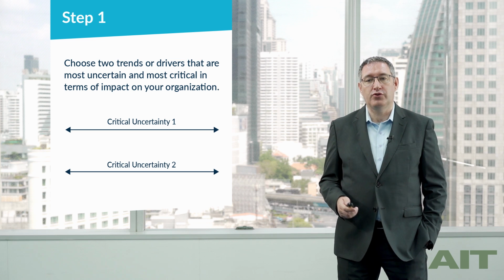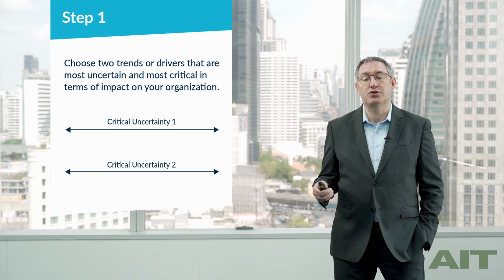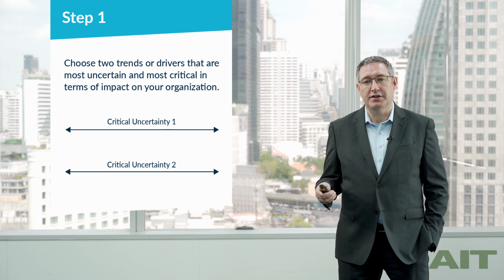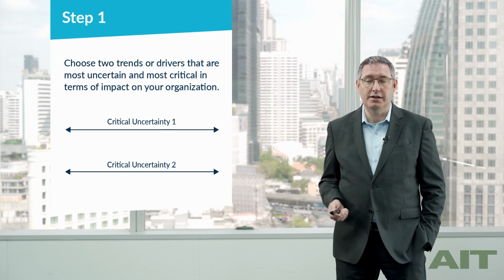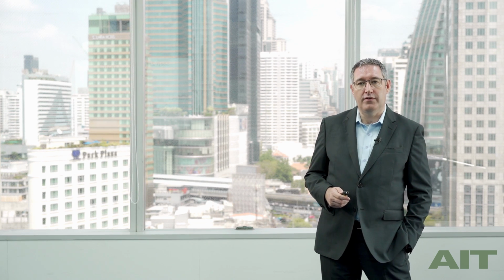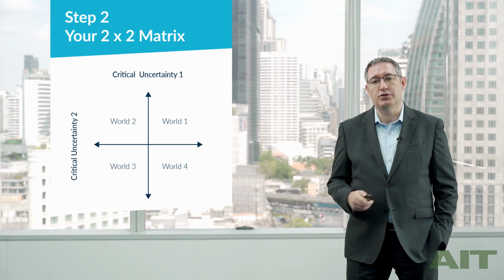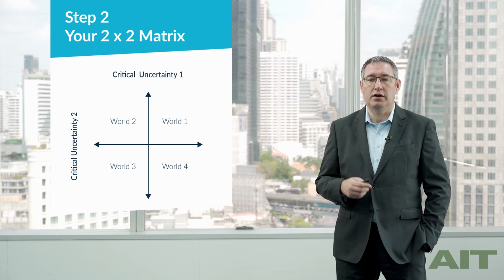These variables are called critical uncertainties, or the themes, the trends are called critical uncertainty. They're critical because they have high impact, and they're uncertain because they're unpredictable. Then you put them into your 2x2 variable grid, and then you have 4 future possible worlds in which your company will exist.